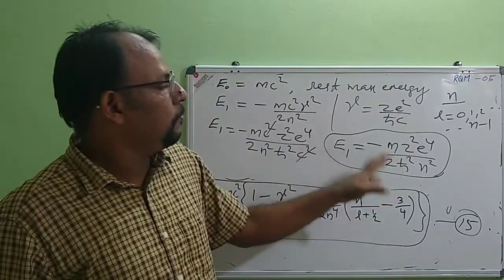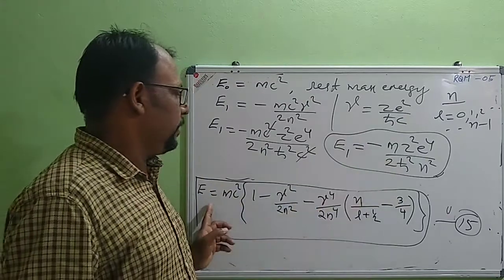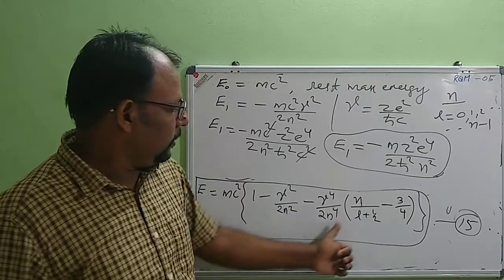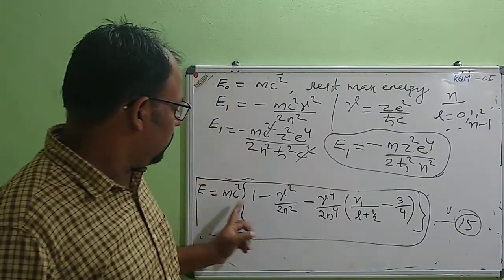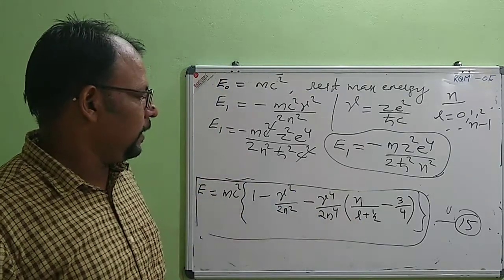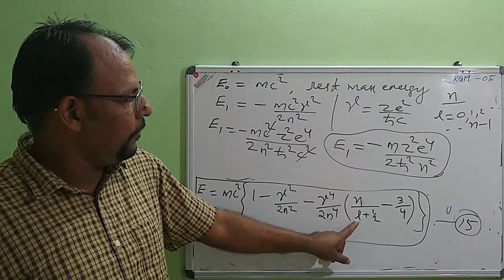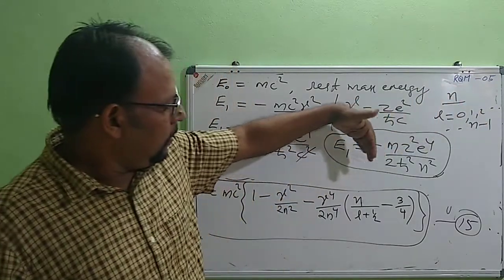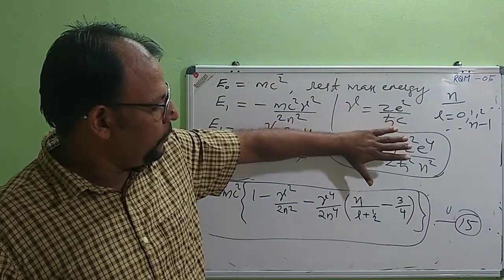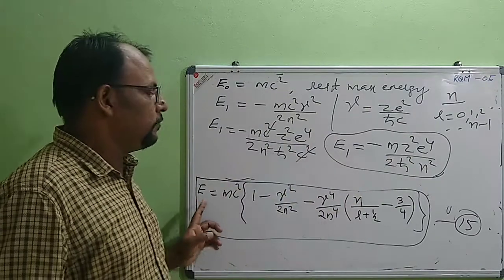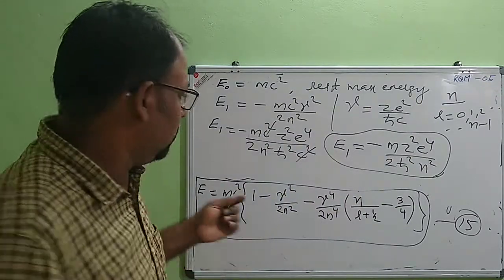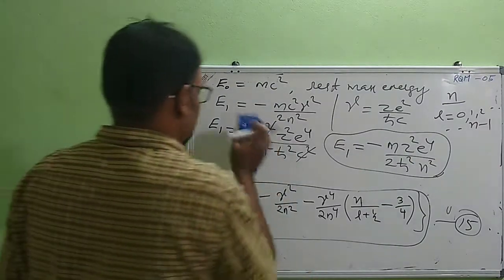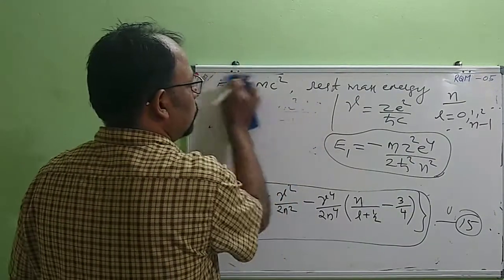That degeneracy is removed by the relativistic energy levels obtained from the relativistic wave equation. Because in this equation, the third term depends on L. That means different L values have different energy levels. So the degeneracy of the non-relativistic wave equation is removed by the relativistic wave equation. We can take the third term, which I am calling E2.